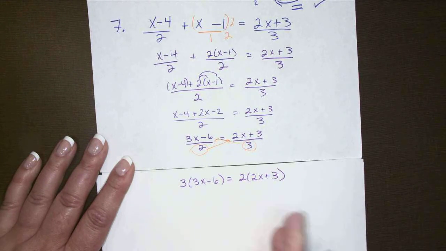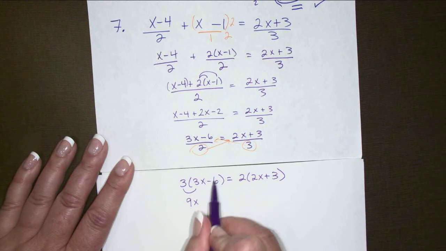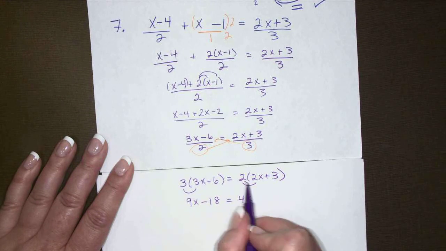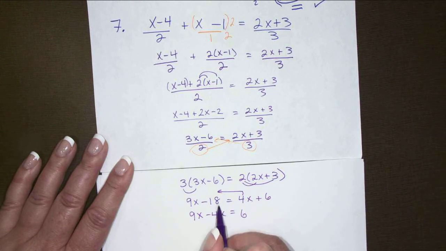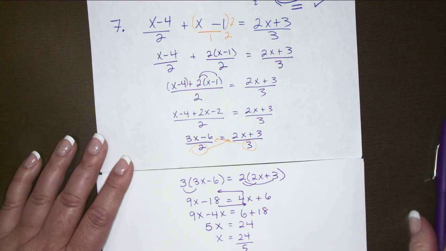And now our fractions are gone, we can go ahead and solve it. So 3 times 3 is 9, 3 times 6, 2 times 2, and 2 times 3. Move the 4 over, and the 18. 9 minus 4, and 6 plus 18. Can that reduce? No, and we don't write mixed numbers, so you would just leave your answer that way.